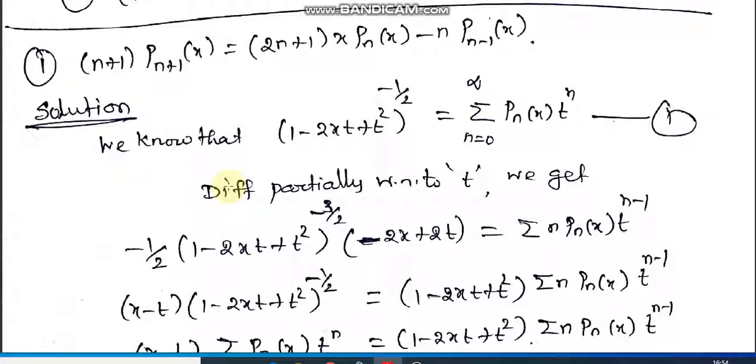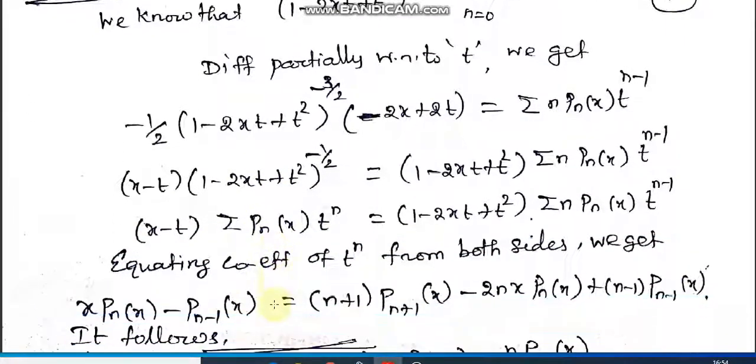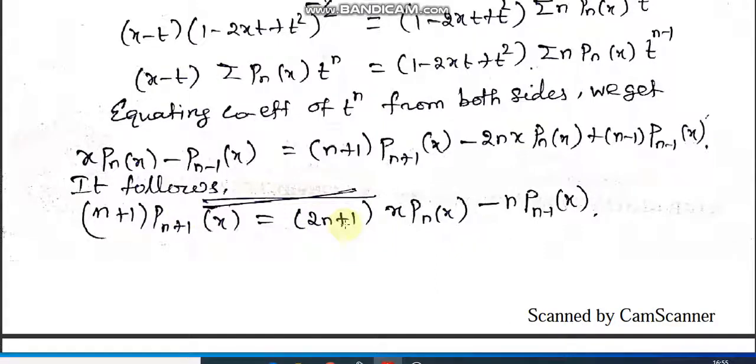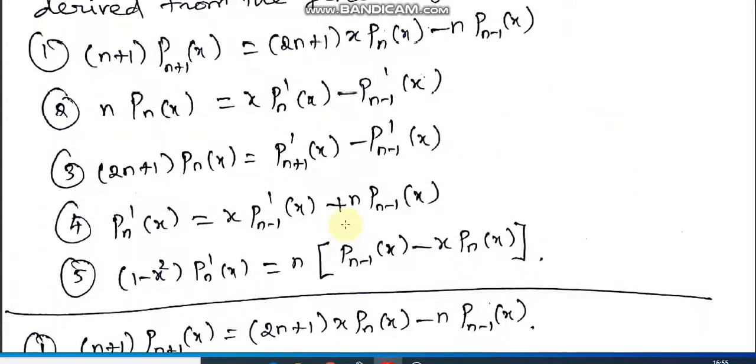and differentiate it partially with respect to t. This is the Legendre polynomial equation for the generating function. Differentiating it partially with respect to t, we get this equation. On simplifying and equating the coefficient of t power n from both sides, we get this recurrence relation. Finally, after simplifying, we get the first recurrence equation that we have given here.